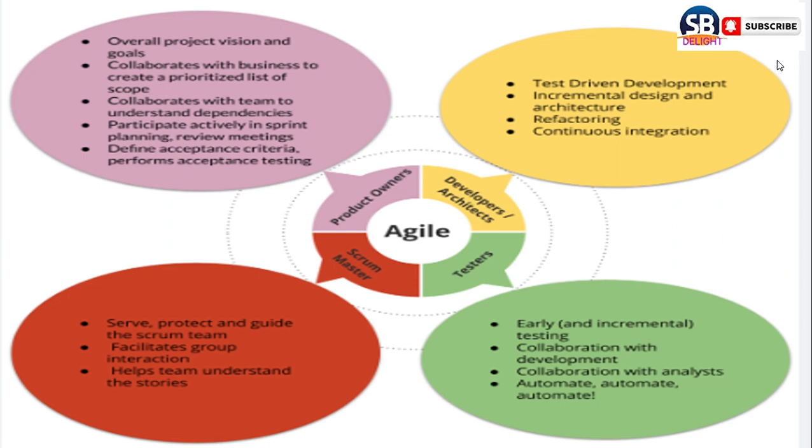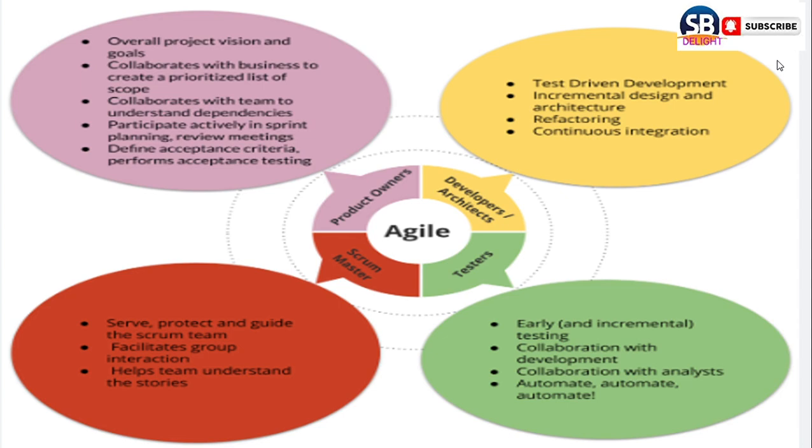Second, let's see how Agile will work: how product owners work, how developers and architects work, how testers work, and how the Scrum Master works. One by one we will discuss it today. First, product owners. Overall, he needs to understand the project vision and goals as a product owner, and collaborate with the business to create a prioritized list of scope, like investment banking, different types of domain, fixed income, settlement, record. These are all things you need to understand very well, like the trade life cycle.